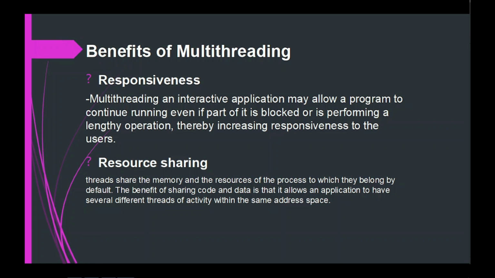Resource sharing. Threads share the memory and the resources of the process to which they belong by default. The benefit of sharing code and data is that it allows an application to have several different threads of activity within the same address space. What this means is that because of multi-threading in a processor, two or more threads can access and share its resources.